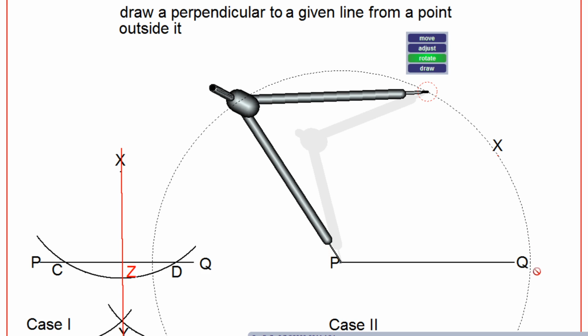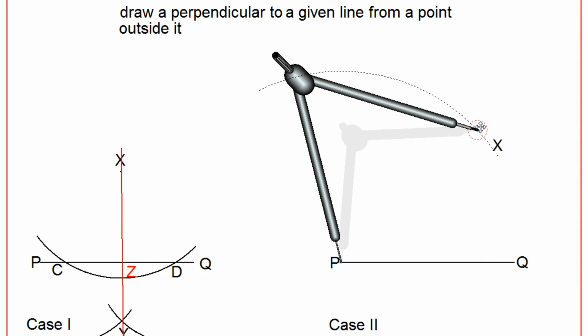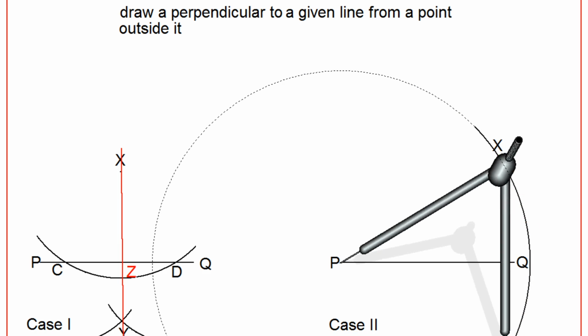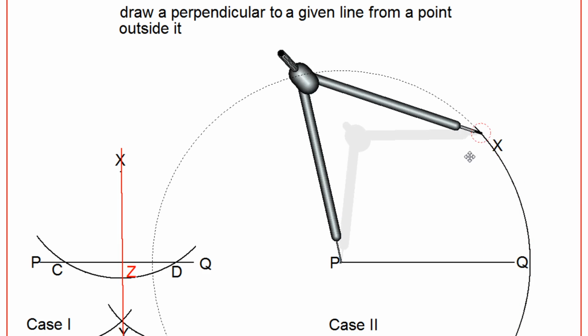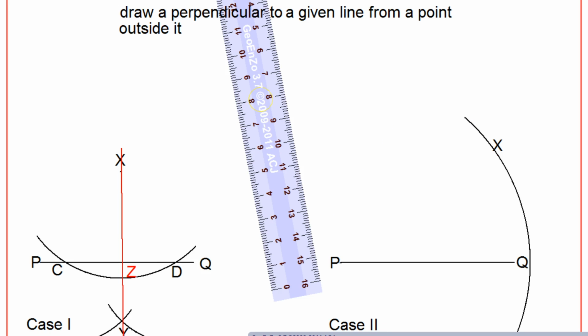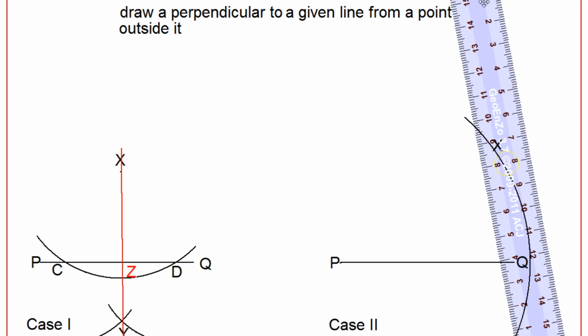Okay, this arc can cut the line PQ or maybe the extension of PQ at any point. So to mark that, I am drawing an arc, making PQ as the radius. Now since PQ is a smaller one, I have to extend this line a little bit using the scale that I have used earlier.